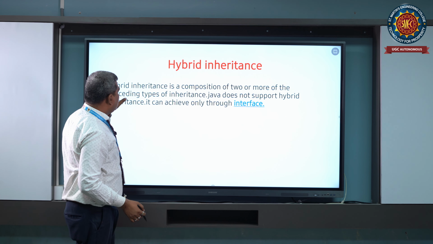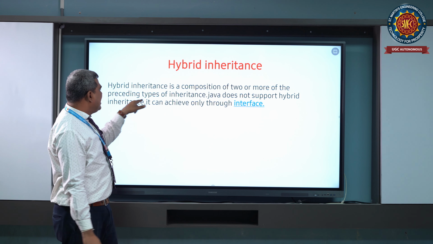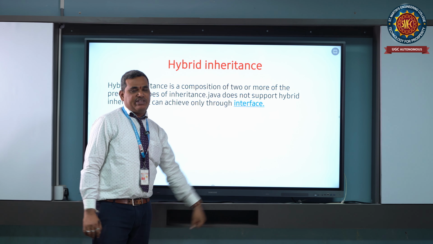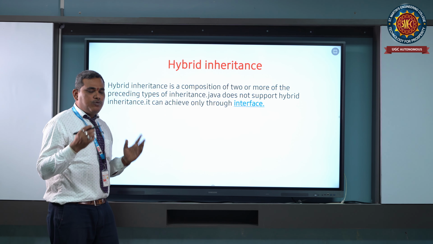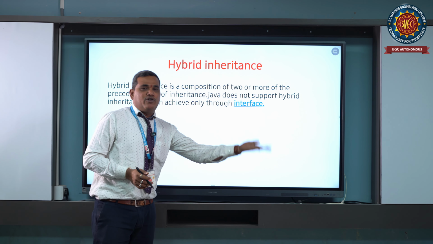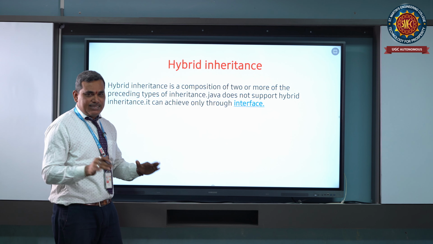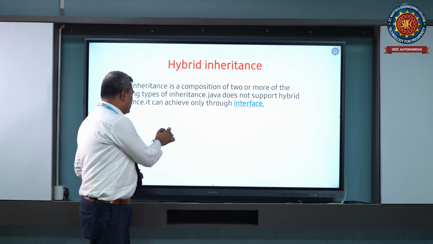Now see here, hybrid inheritance is a composition of two or more of the preceding types of inheritance. Java does not support hybrid inheritance. It can be achieved only through interfaces. So hybrid inheritance and multiple inheritance, both should be implemented with the help of interfaces, but not for classes. That is the concept of these two: multiple inheritance and hybrid inheritance.